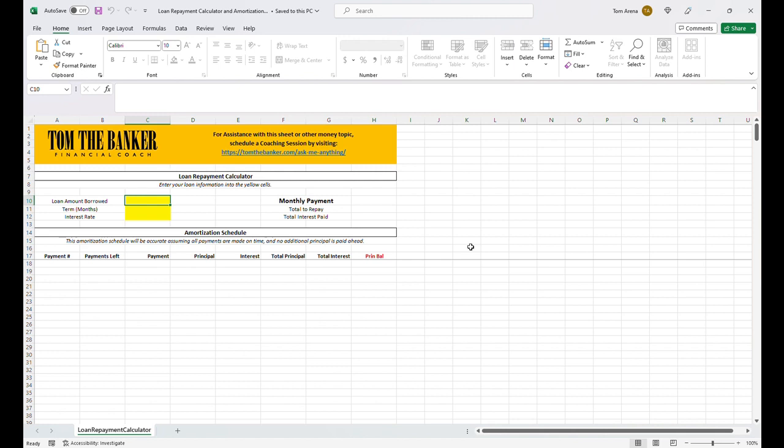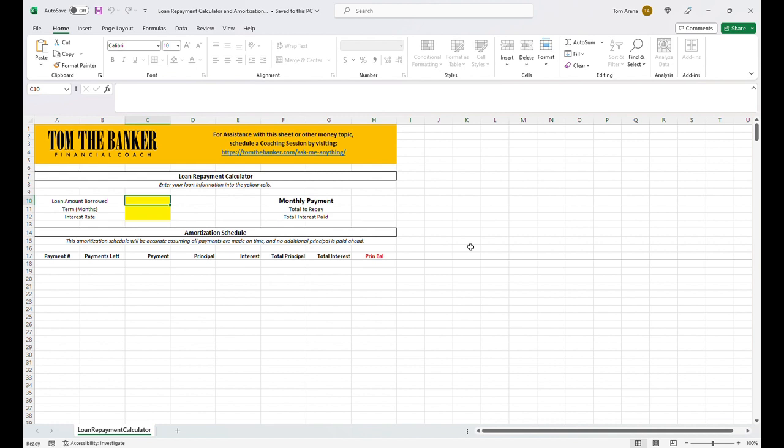Today I'm going to walk through this loan repayment and amortization schedule calculator spreadsheet that I've developed. This is a great spreadsheet to use when you want to understand how much you have left in total principal and how much you're paying on interest with each of your regular loan payments. And this calculator will do that for you.